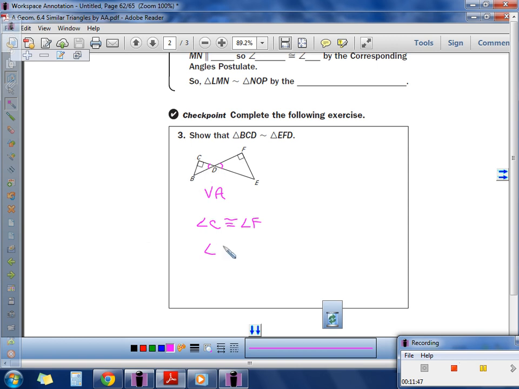So CDB. I like that. CDB is congruent to FDE. That's a great response. FDE. There you go. These are similar. Yes, they're similar. Or you could say yes, AA. Yes, they're similar due to angle-angle similarity.